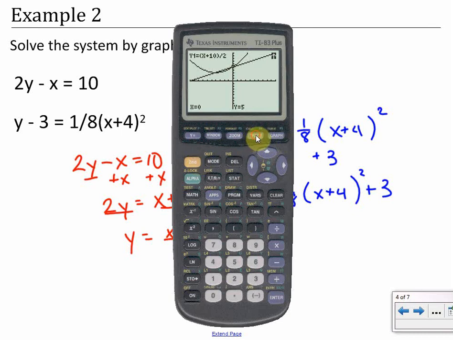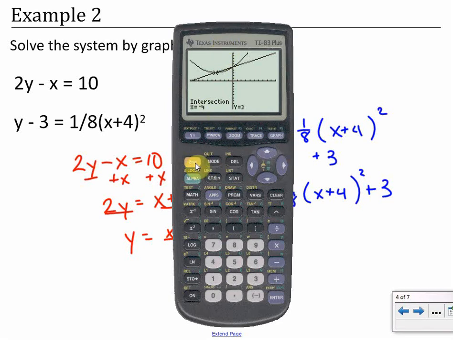So if we go to second, calculate, intersection. No, the first one will be 0, 5. That's this point right here. And then if I wanted to find the second point of intersection, I could do it again. Second, calculate, intersect, and then you would just want to move the cursor down by the other point of intersection. So here, and then it jumps to the second curve. And then there's your second point. So my two points were 0, 5 and negative 4, 3.